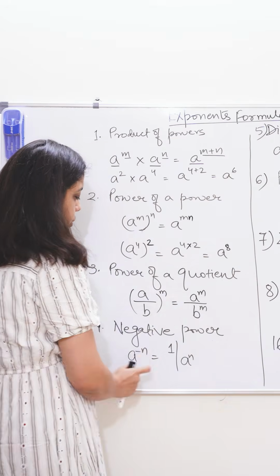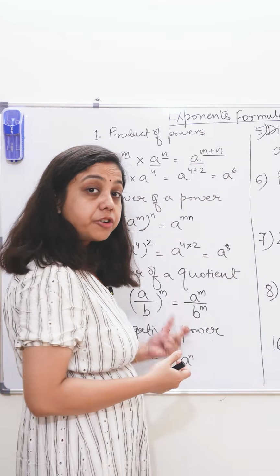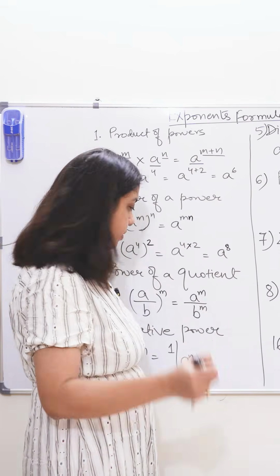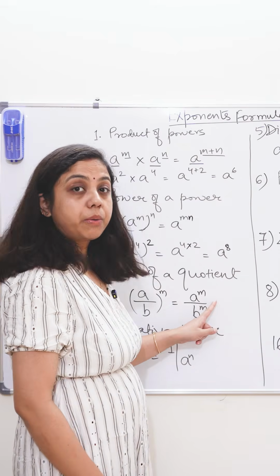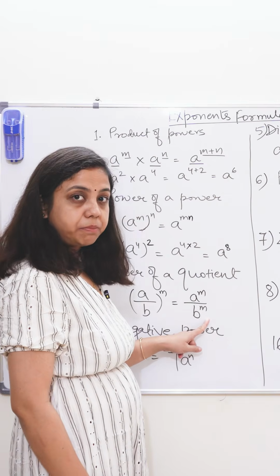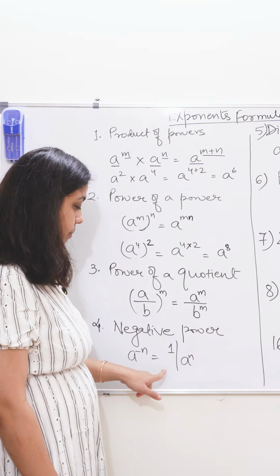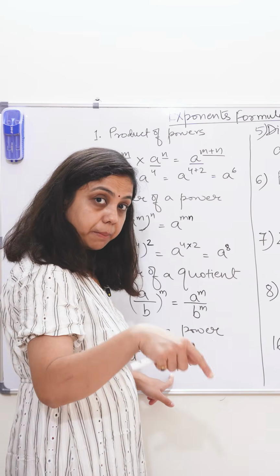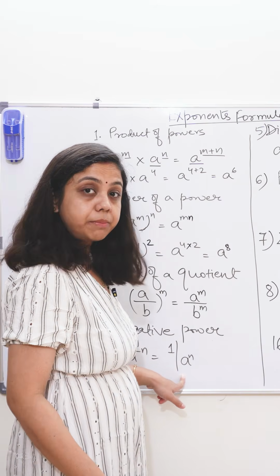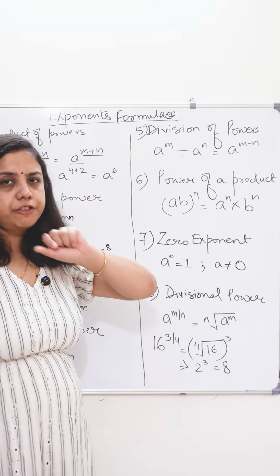Power of a quotient, a fraction raised to a single power, which becomes a to the power m divided by b to the power m. Negative power, a to the power minus n becomes the reciprocal of the number, 1 divided by a to the power n. Moving on to the division of powers.